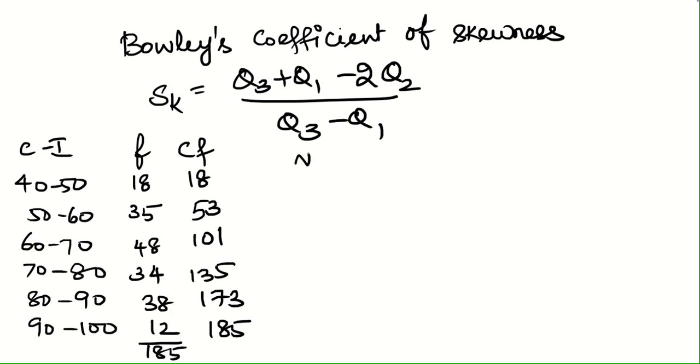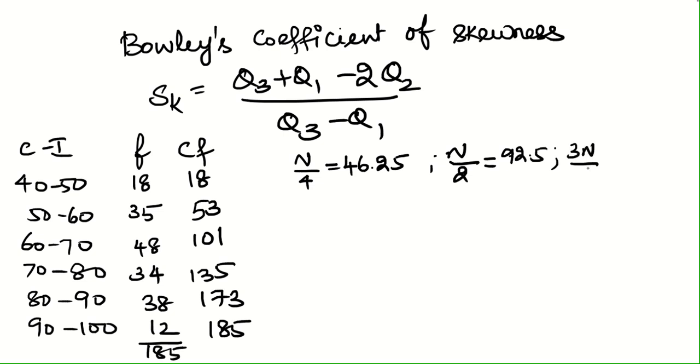Let us first calculate n by 4. So the n by 4 value will be 46.25, and n by 2 value will be equal to 185 by 2, which is 92.5, and 3n by 4 value is equal to 3 times 46.25, which is 138.75.